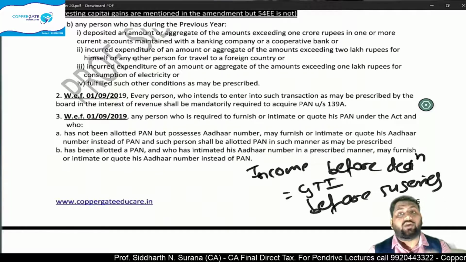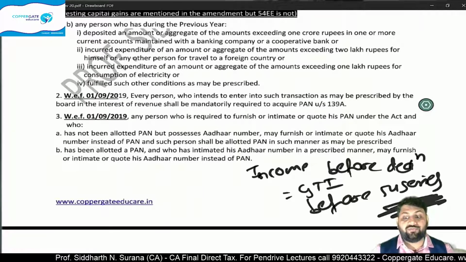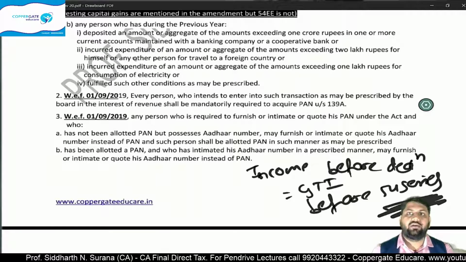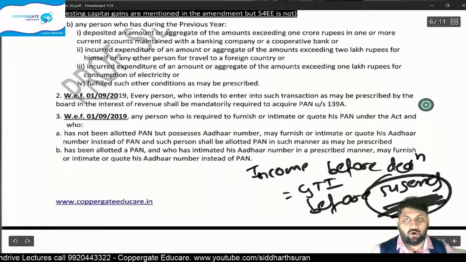Pick up your gross total income, add back the exemptions that you have taken in the 54 series. If that amount exceeds the basic exemption limit, then filing of ROI is going to be compulsory. So income before your exemptions under 54 you have to check. This does not mean that from now you will not get 54.